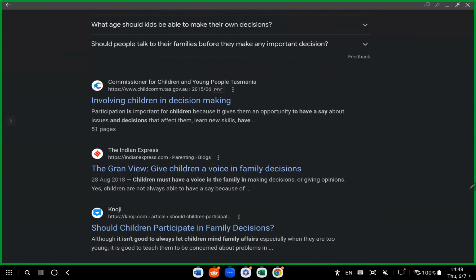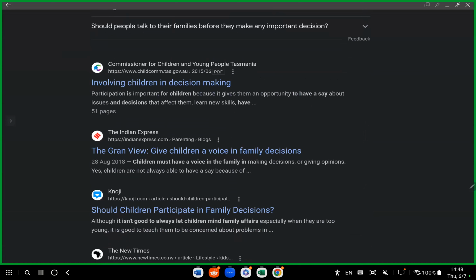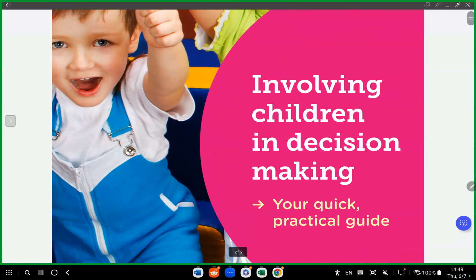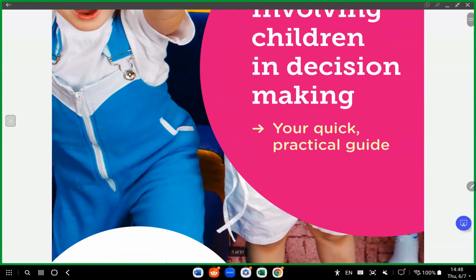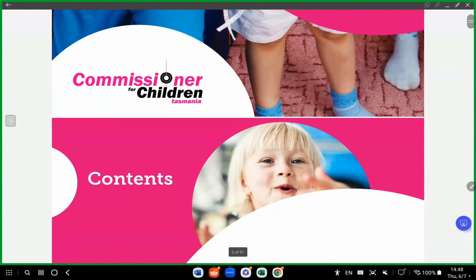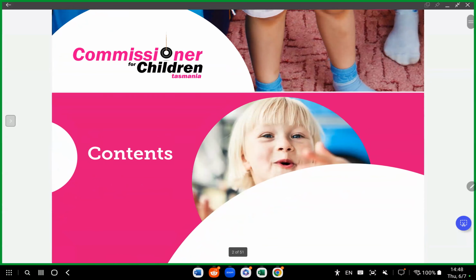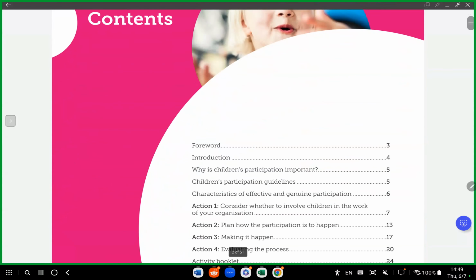So for example, I clicked the first one, involving children in decision making, and I got this little booklet. It's called Involving Children in Decision Making. This little booklet was released by the Commissioner for Children in Tasmania, which is a different state in Australia. So this is a government resource that I'm going to have a look at.